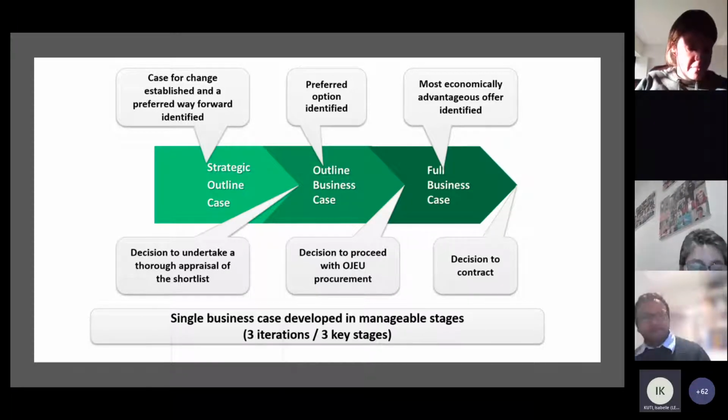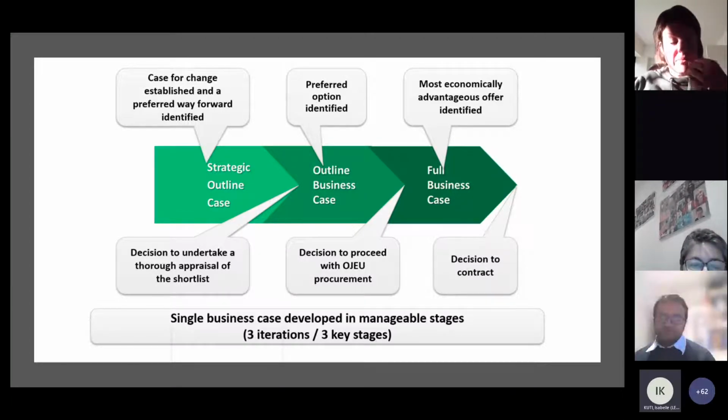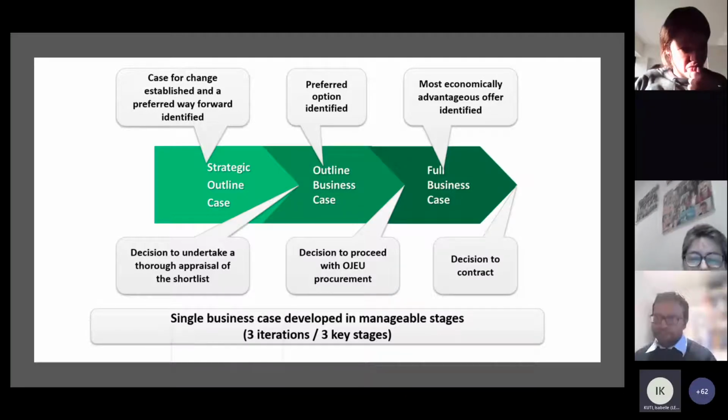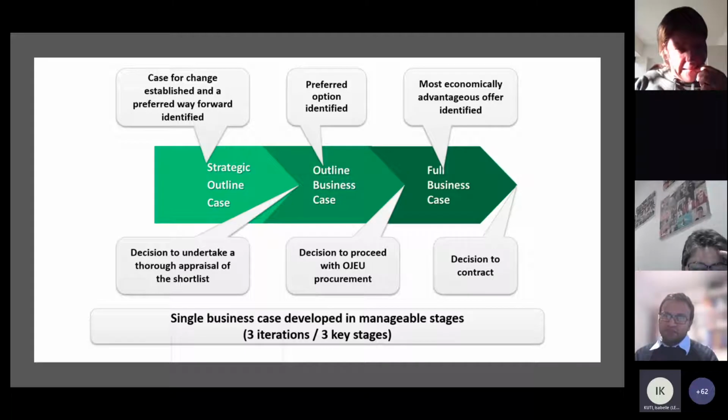Okay. Then in your outline business case, you do your appraisal of the shortlist and you get your preferred option identified. Okay. And then if you need to procure stuff, then you go through procurement. Now, by the time you get to the full business case, that's just before the contracting. Okay, so that's once you've got all your procurement lined up and you've identified which is the best one to do and things like that.